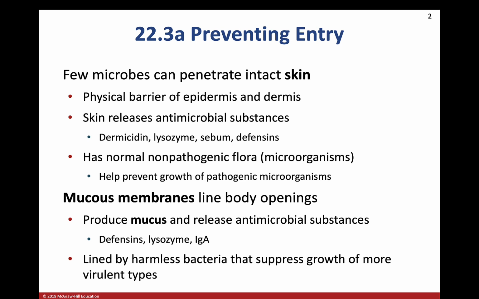Now, the first type of innate immunity that we will be addressing are those that work by preventing entry into the body. Probably one of the best defense systems that we have is our skin. Very few microbes have the ability to penetrate skin while it is intact. It acts as a physical barrier.